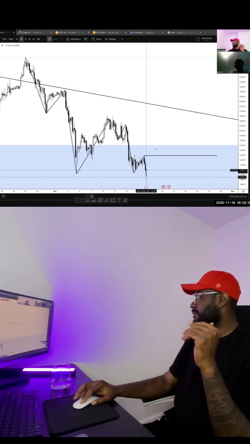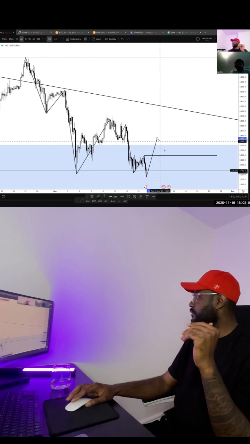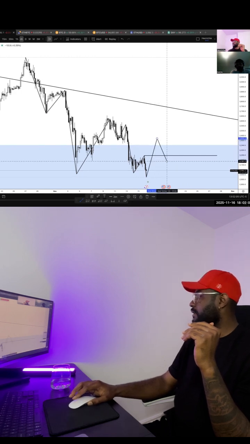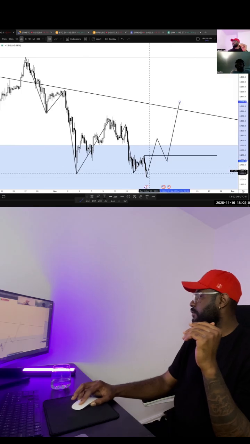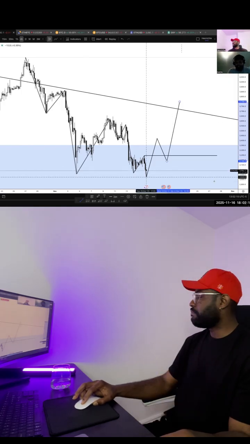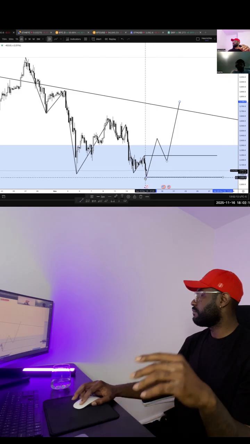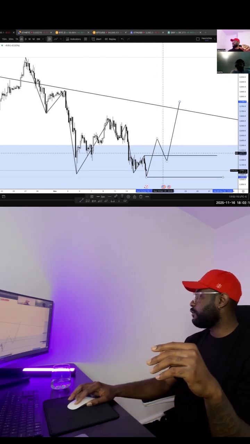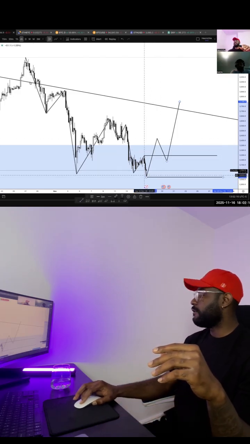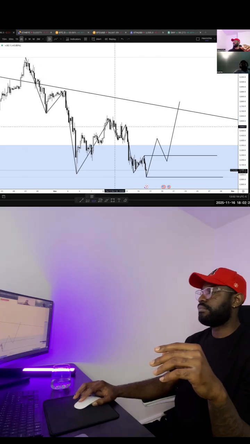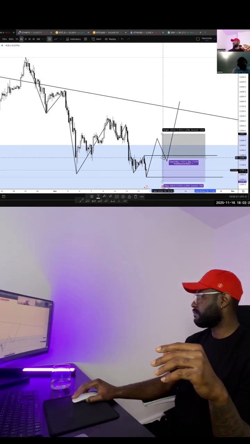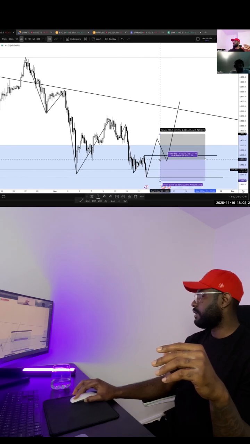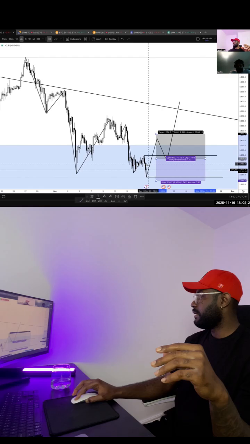Once you see this, you just want to see this and you buy. Your stop loss should be here. You break above here, you want to see a retest and you buy. And you put your stop loss below here, like this. Your entry will be somewhere here, inside here.